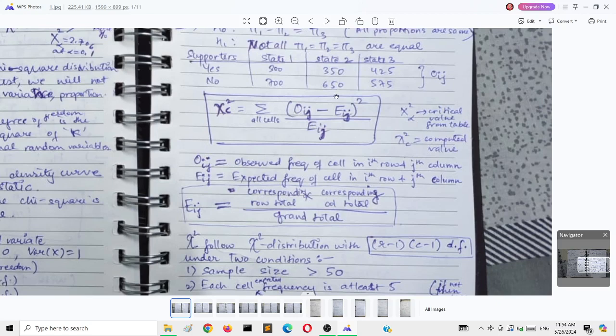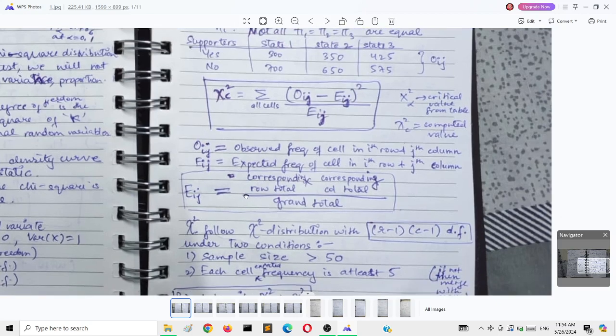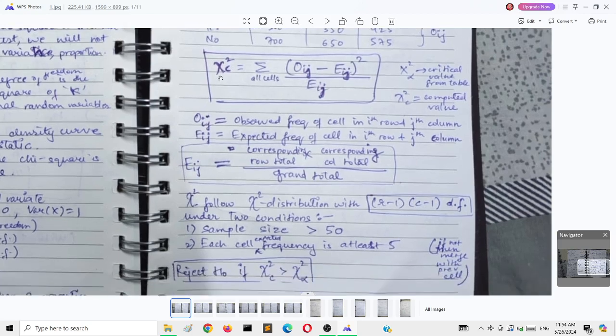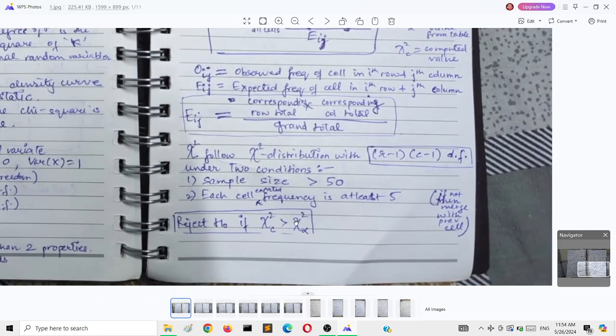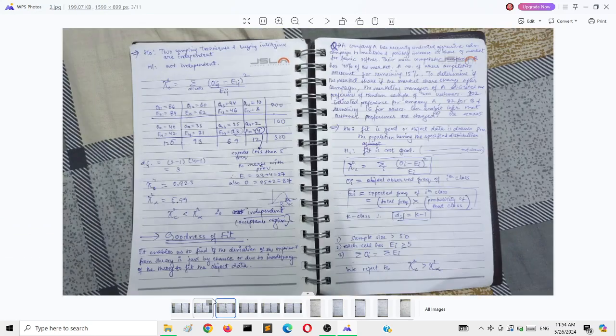The observed values you get directly from the table. You will subtract the expected value from the observed value, followed by the square of that difference divided by the expected value which you calculated. And you calculate the expected value as the corresponding row total multiplied by the corresponding column total, divided by the grand total. This gives you E i j, and then you get the chi-square value. After looking at the computed chi-square value, we check whether it is greater than the critical value. If yes, then H naught will be rejected and H1 will be accepted. And this is the whole process of the chi-square test.